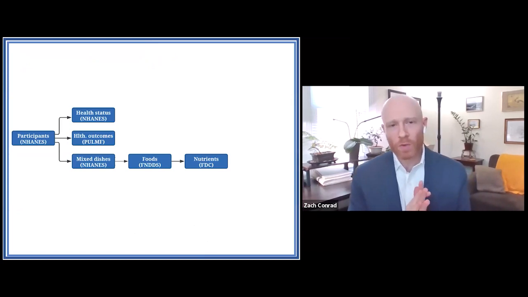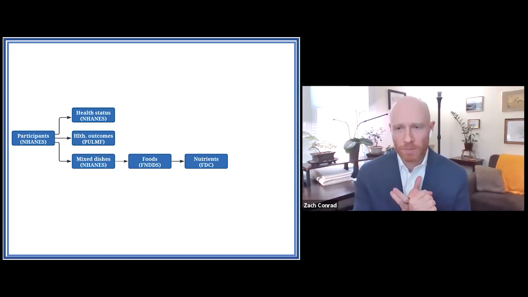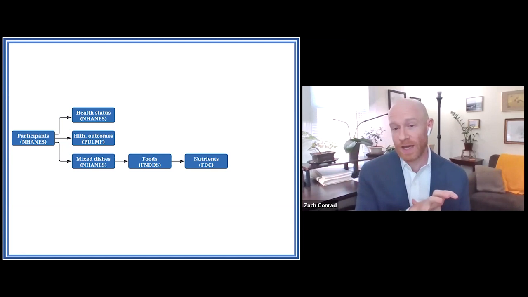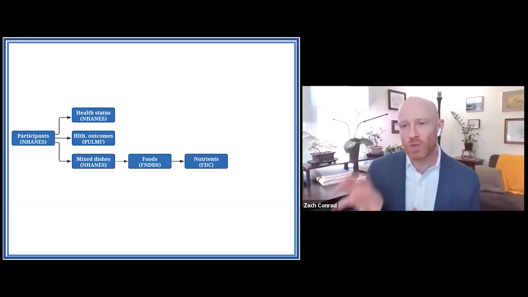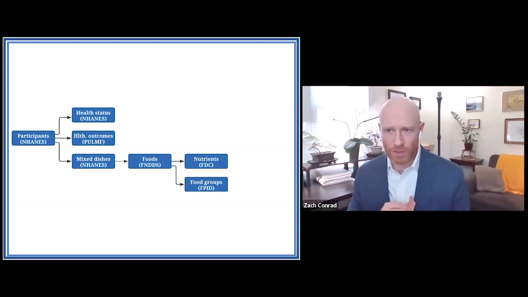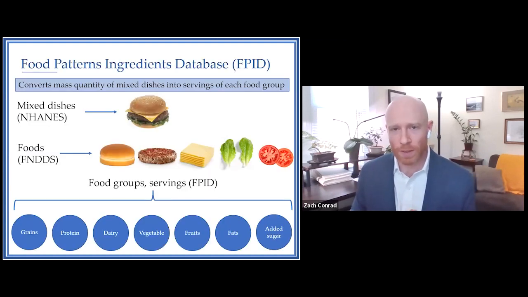All right, so now we have the participants from NHANES. We have information on their health status, health outcomes. We can get information on the mixed dishes that they're consuming, on the foods that they're consuming through FNDDS, and then we know how that connects to nutrient data on those foods through Food Data Central. So now we're part of the way there, and now we just need to cross the barrier into estimating food groups. And we do this with the Food Patterns Ingredients database. So don't let the word ingredients in the title here throw you off. It really is focused on foods.